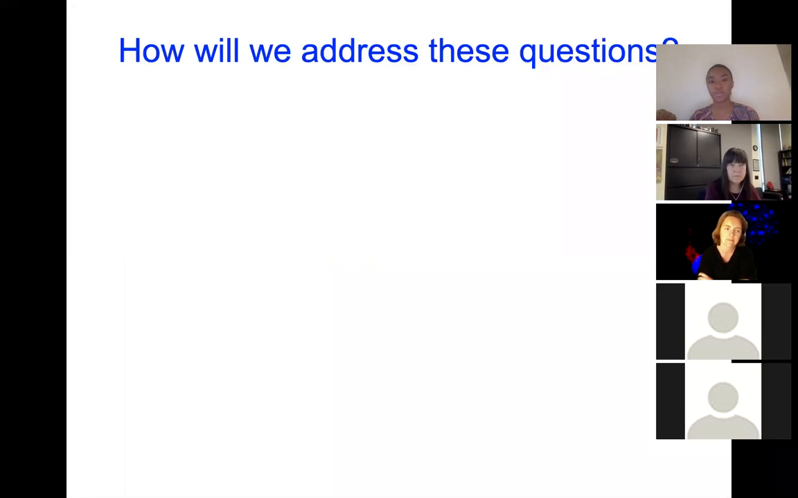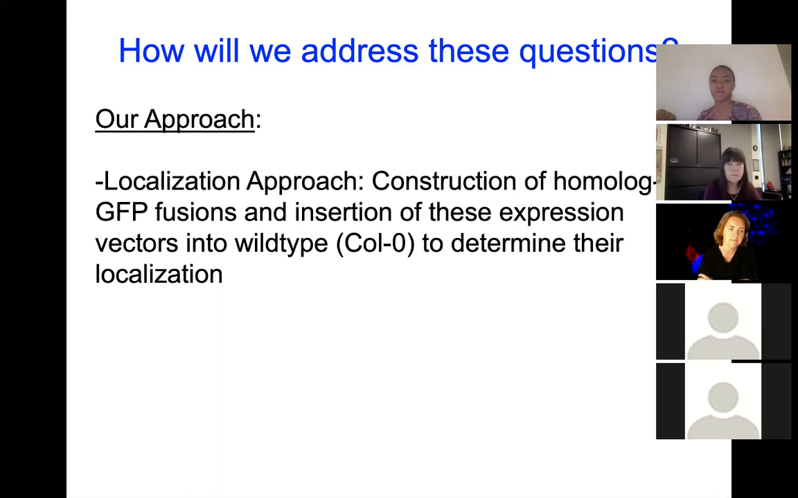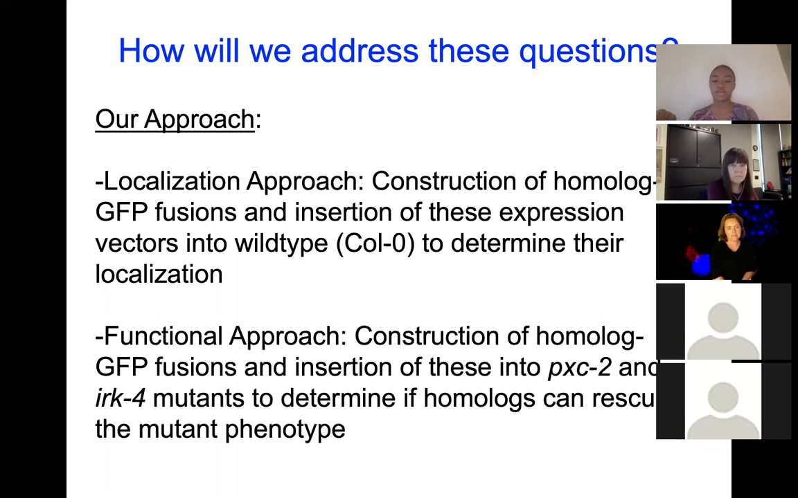And so we have a localization approach. One of the ways that we want to attack this question is to create these homolog GFP fusions and insert them into wild type and see where these proteins are localizing. And then our functional approach is the construction of these homolog GFP fusions and insertion of them into the mutant plants to see if the mutant phenotype is rescued.